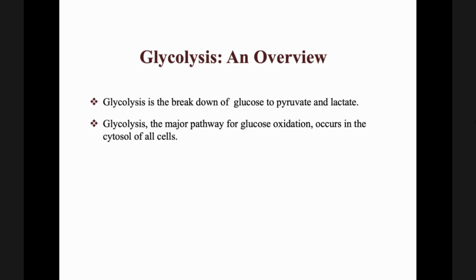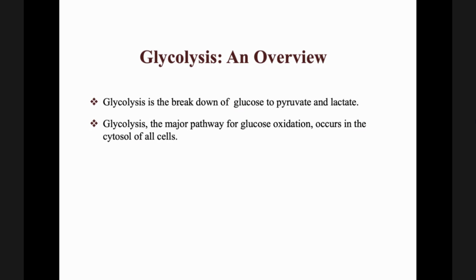However, in the aerobic condition, the glucose will produce pyruvate, and then this pyruvate will travel to the mitochondria to give us more energy via the Krebs cycle and then the oxidative phosphorylation process. Glycolysis is the major pathway for glucose oxidation, which occurs in the cytosol of the cell. You have to really know that glycolysis takes place in the cytoplasm, not in the mitochondria.